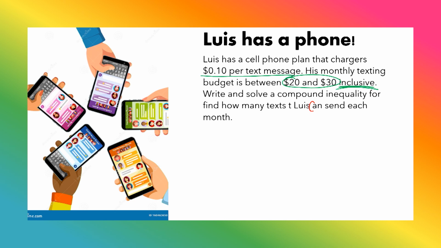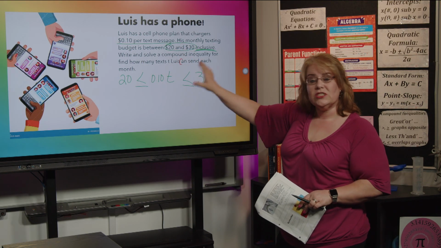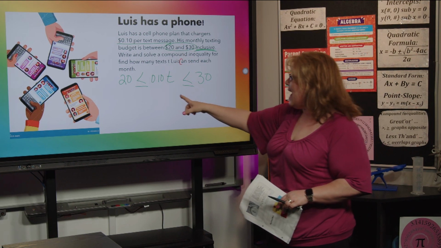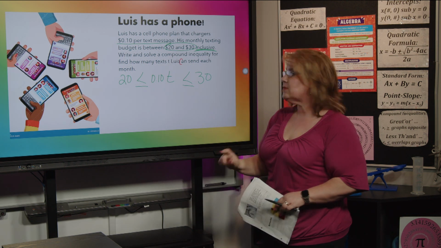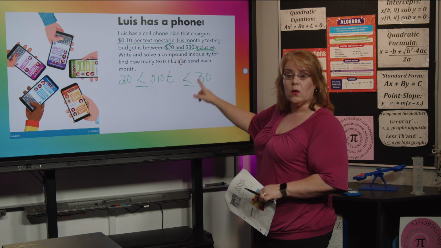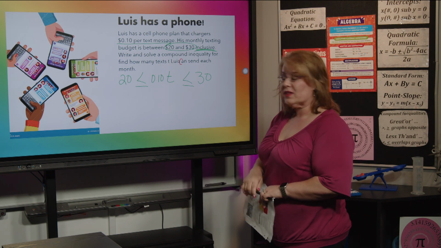So what I'm going to do is I'm going to say that his text messages have to be between $20 and $30. Each of those text messages are 10 cents a piece, and they have to compare to that $20 and $30. So my text messages, which are in the middle of my inequality, have to be bigger or equal to $20, and my text messages have to be less than or equal to $30. So let's go ahead and work this.